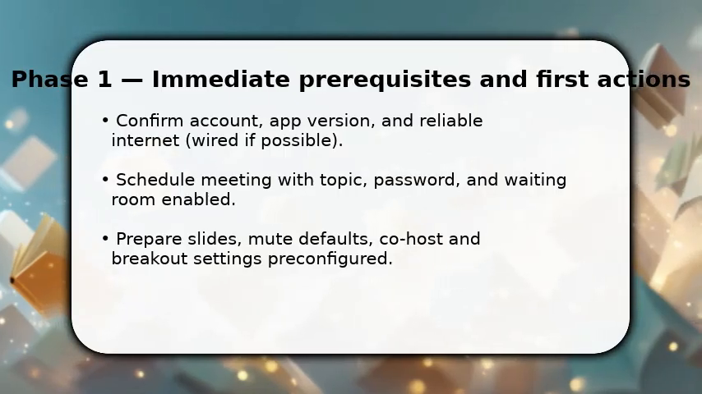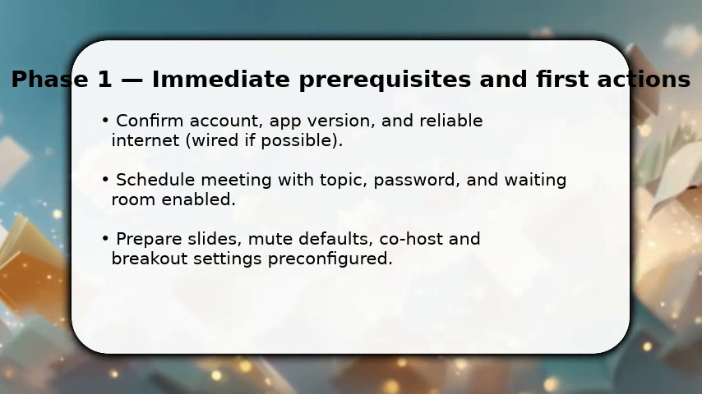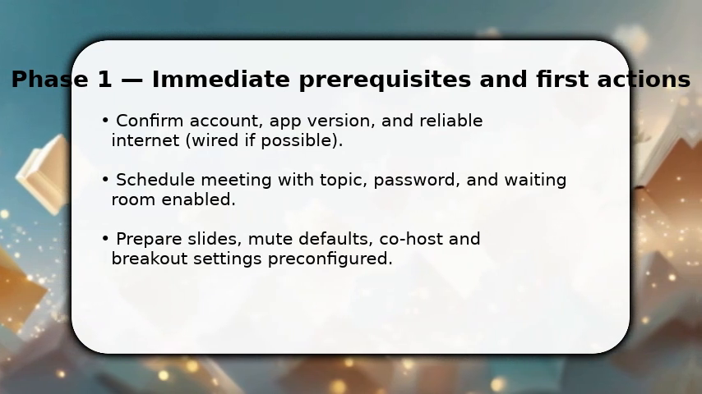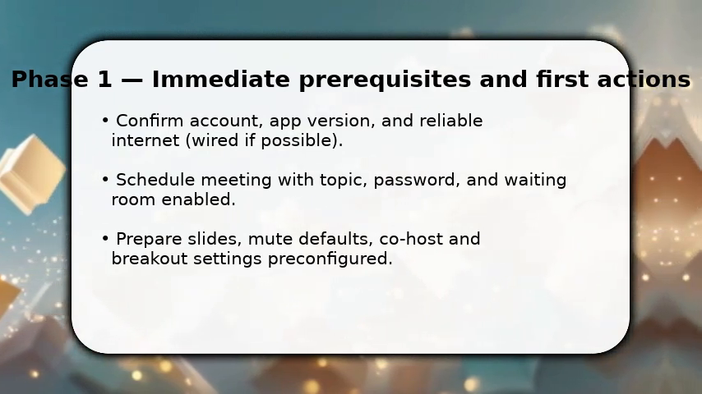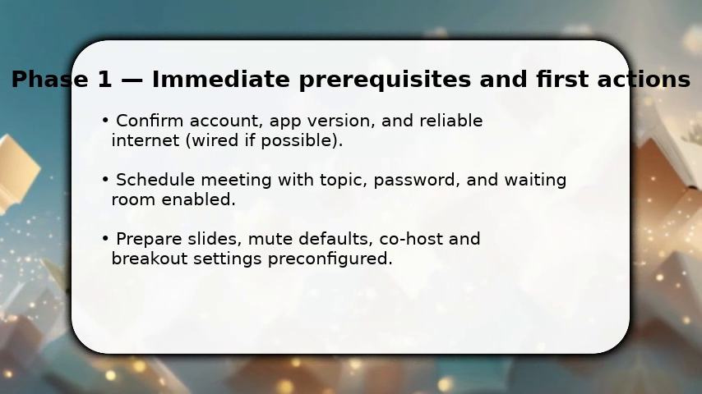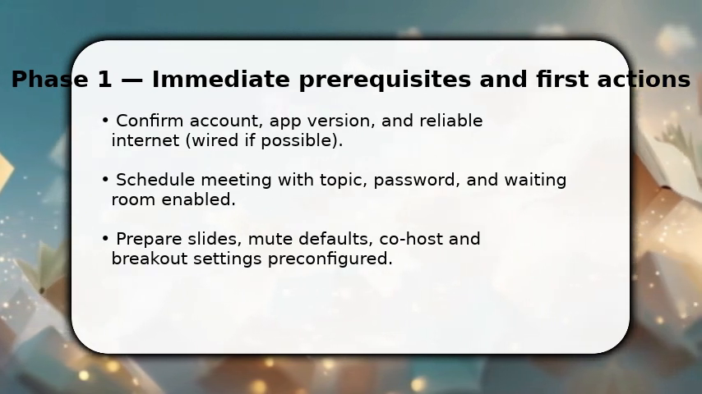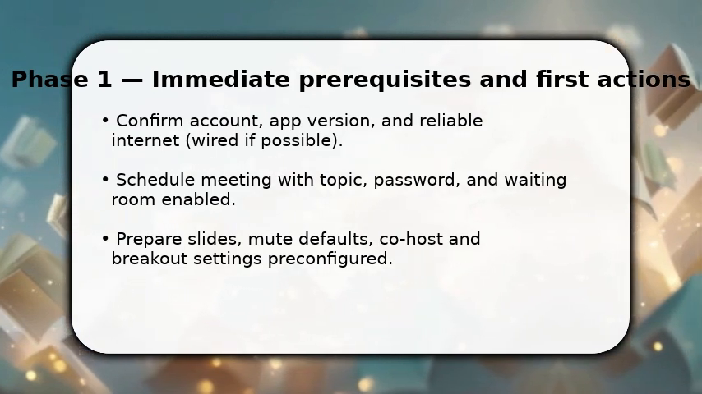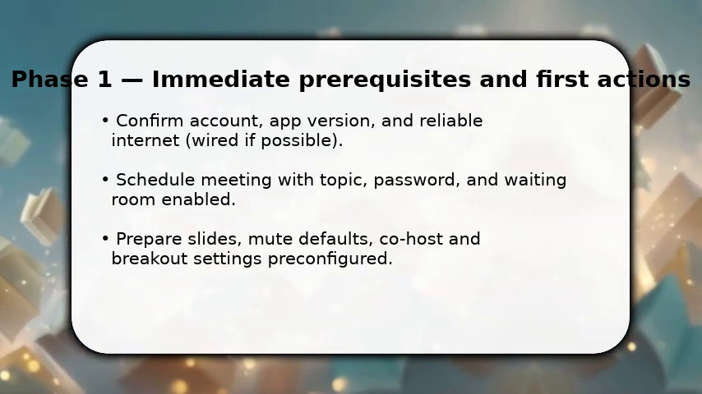You begin by opening Zoom and signing into the correct account. Do this now so permissions match your class roster. Once signed in, schedule the session with a clear topic and password and enable the waiting room to control entry. Make sure your audio and camera default settings are set for mute on entry. This prevents chaos when students join.